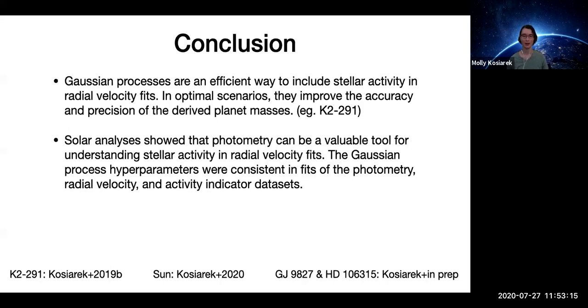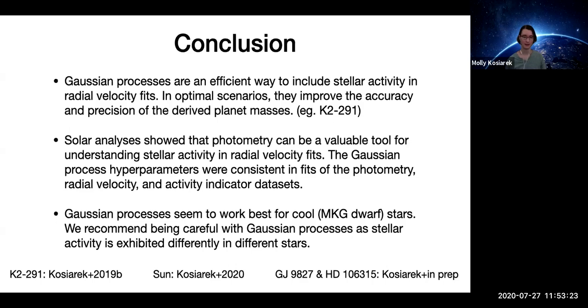Additionally, a prior constraining the evolution timescale to be greater than the recurrence timescale helped with the solar data and may help with other stars. Lastly, Gaussian processes seem to work best for cool stars. So I recommend going about Gaussian process fits carefully, as stellar activity can be exhibited differently in stars of different temperature, ages, activity levels, and other parameters.